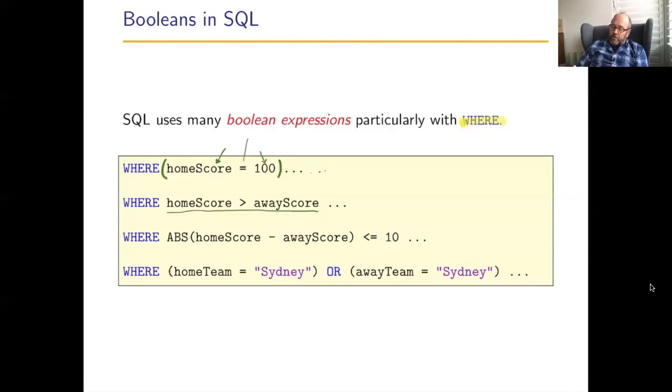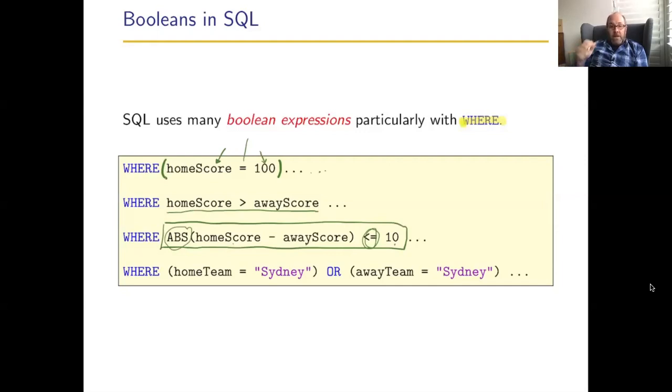Here's a Boolean expression where the Boolean operator is less than or equals. We're going to look at home score minus away score. That's the difference between the two scores, but it might be positive or negative because we don't know whether the home team won or the away team won. The abs takes the absolute value of that, and then it checks whether it's less than or equal to 10, and it has a value of 1 for true or 0 for false.